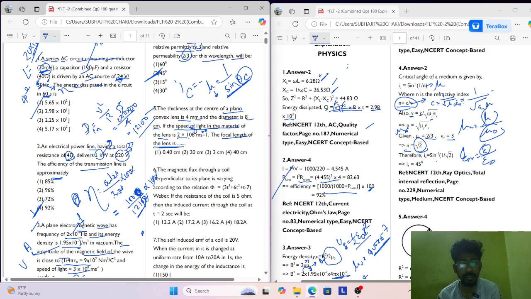Okay, calculate the focal length. Thickness T is given, diameter is 8 centimeter, so R will be equal to 4 centimeter. Speed of light in that material is given. The focal length of the lens you have to calculate. This can be done by geometry, right?